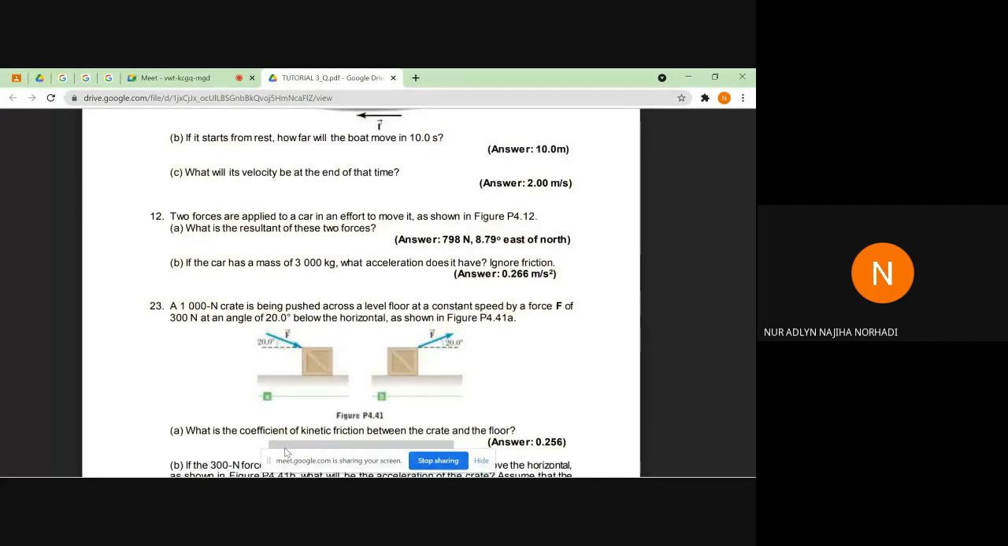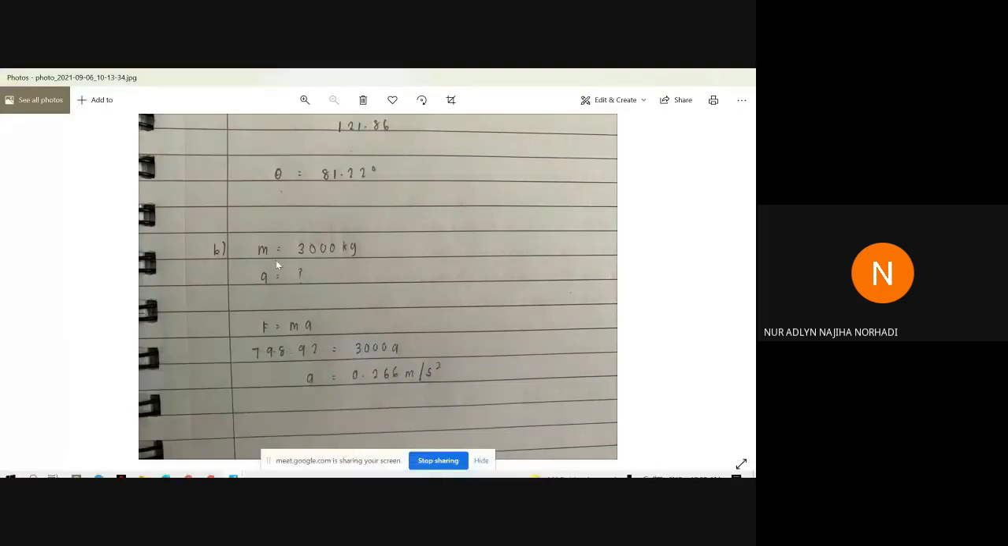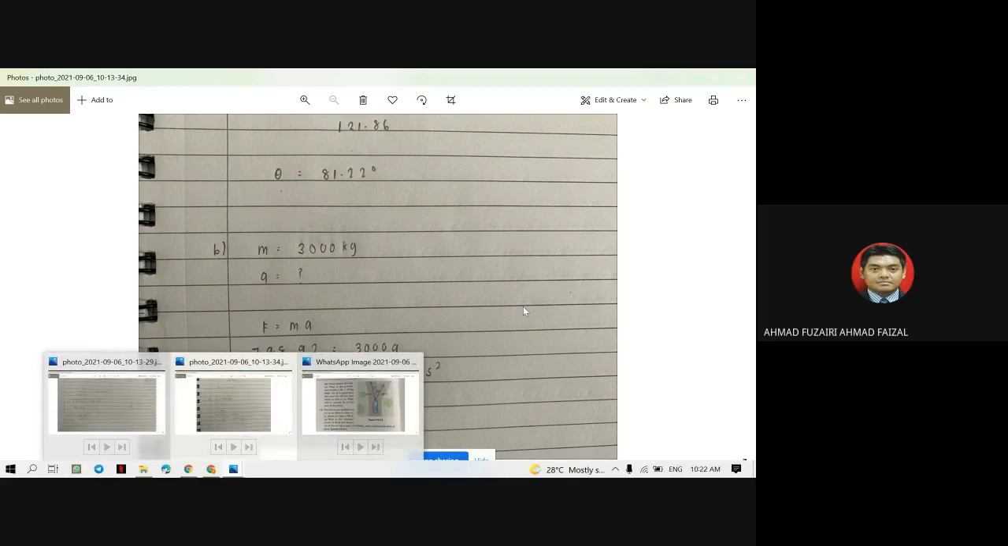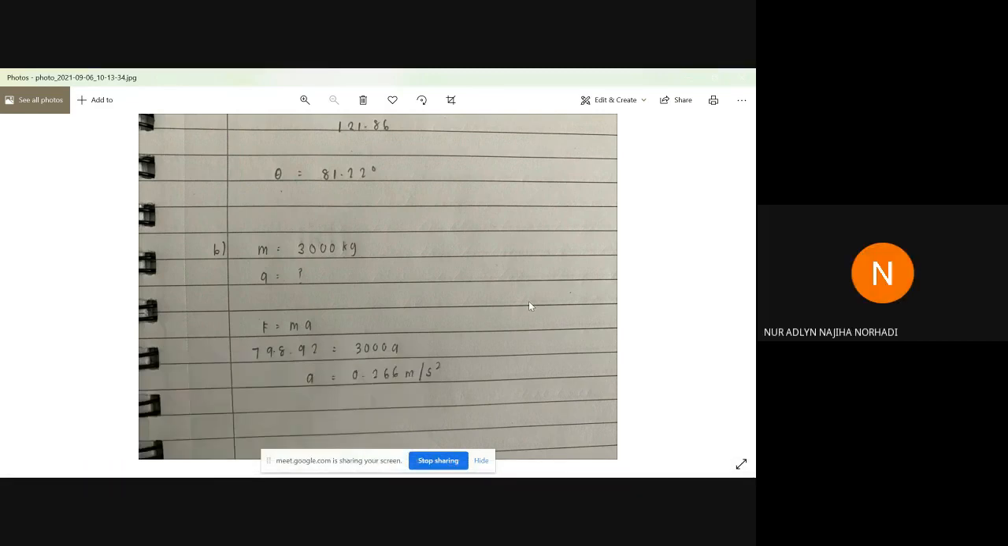Alright. Okay, so question B, kita cakap if the car has a mass of 3,000 kg, what acceleration does it have? Ignore friction. So, saya buat F equal to MA, F tadi dah dapat 798.92 equal to mass dia 3,000 A. Lepas tu A dia dapat 0.266 meter per second squared. Meter per second squared. Velocity hanya meter per second. Alright, thank you. Next.